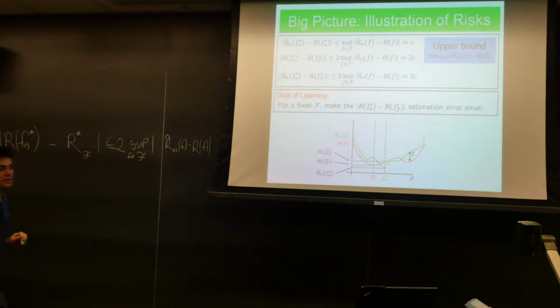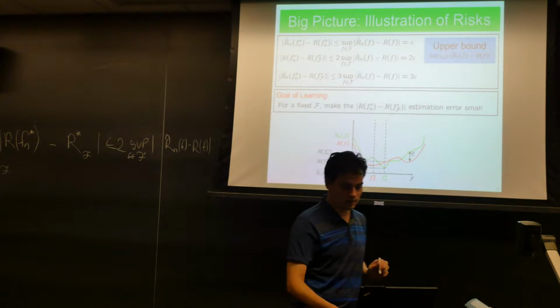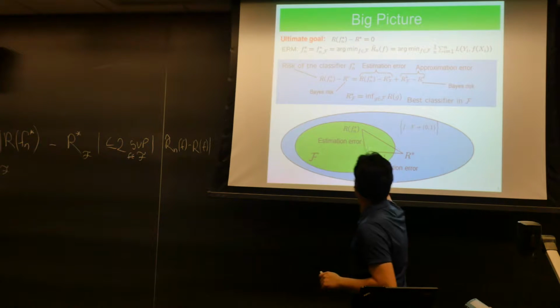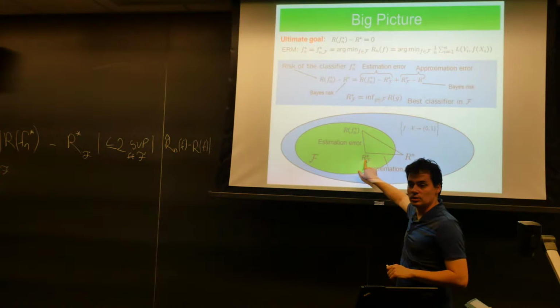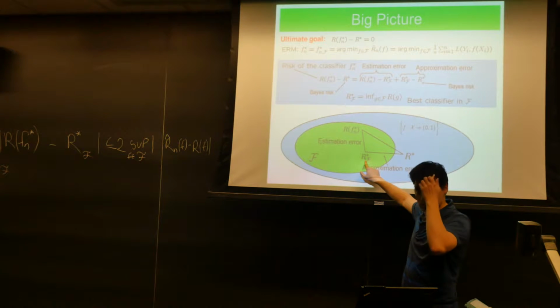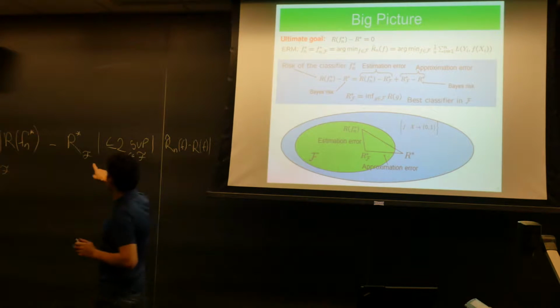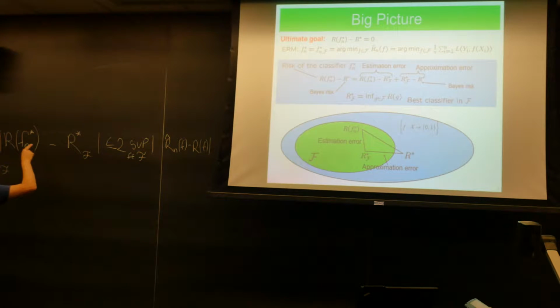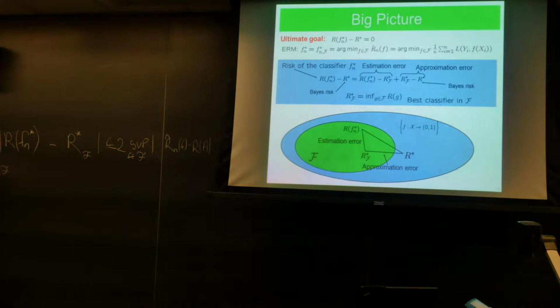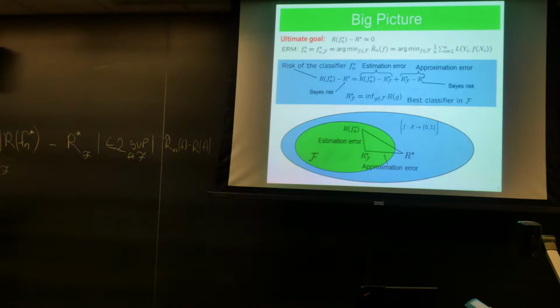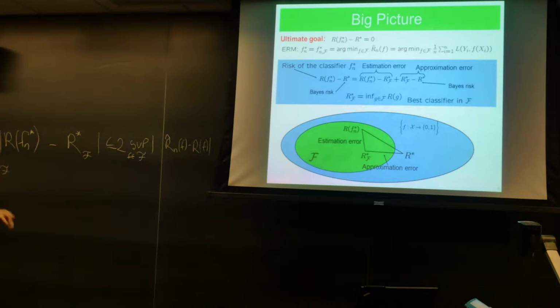This R star F, that's the same as we had before. The best risk on function class F. That's what we used. Okay? So that's the best true risk on function class F. That's the true risk of the function your algorithm provides after seeing n data points. This is the estimation error.